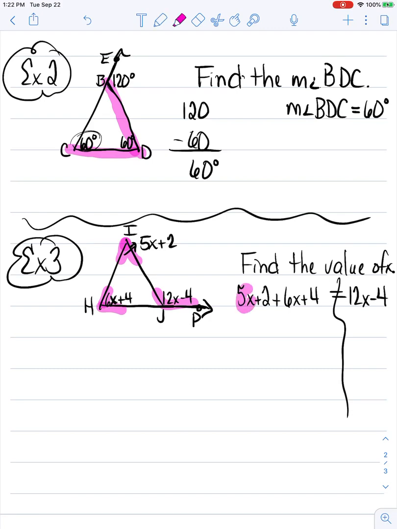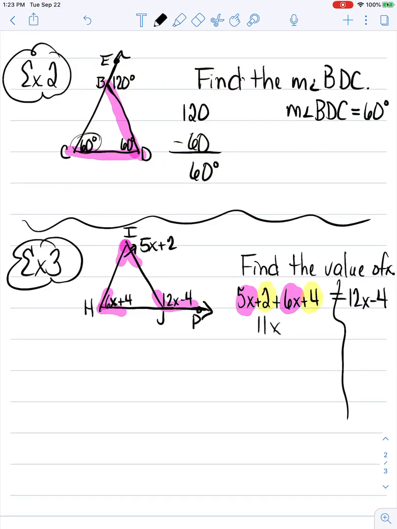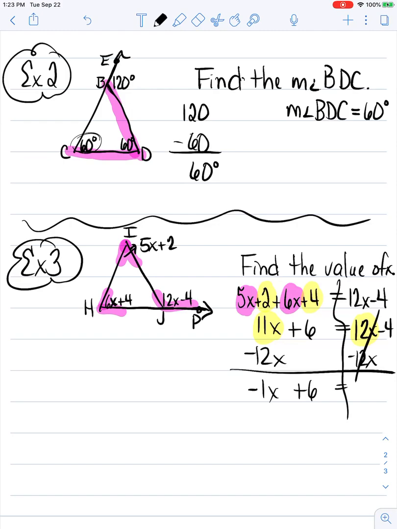So let's combine like terms. I go there first because I don't see the distributive property. So I'm going to have 11x plus 2 plus 4 is 6 equals 12x minus 4. Next, I'm going to isolate the variable by doing opposites. So the first opposites I'm going to do is get my letters to the left. So the opposite of plus 12x is minus 12x. So I'm left with negative 1x plus 6 equals, that cancels, negative 4.